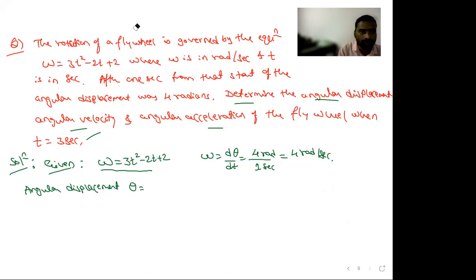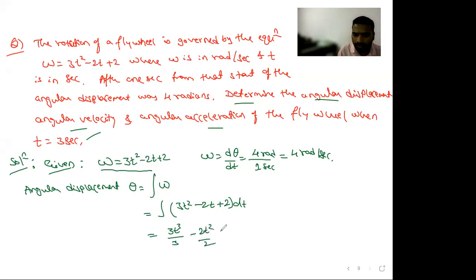Yes, sir. So what he has given, omega is given. I want to find the theta, displacement. Velocity is given, I want displacement. That is nothing but integration of omega. Integration of omega is equal to integration of 3t square minus 2t plus 2 into dt. So integration gives 3t cube upon 3 minus 2t square upon 2 plus 2t plus c. Correct? Everyone? Yes, sir. Okay.